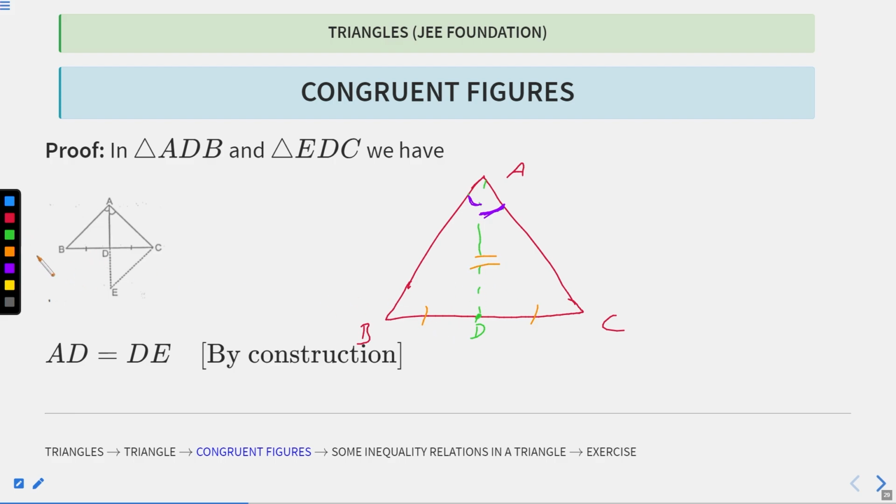Okay, now what? Now I just introduce a new point E in such a manner so that this AD will be DE. So this point is E. I constructed this E point in such a manner that this length DE is equal to AD. So this length AD must be equal to DE. I constructed this E point in such a way.